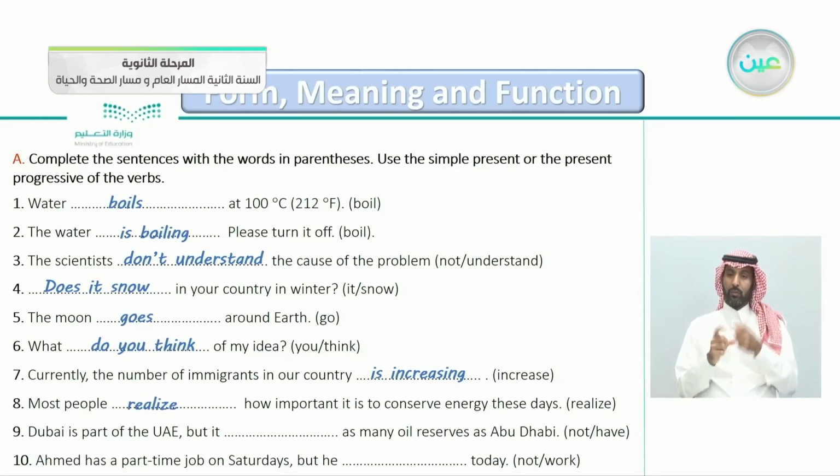Number nine, Dubai is part of the UAE, but it as many oil reserves as Abu Dhabi. And we have the negative word not and the verb have.